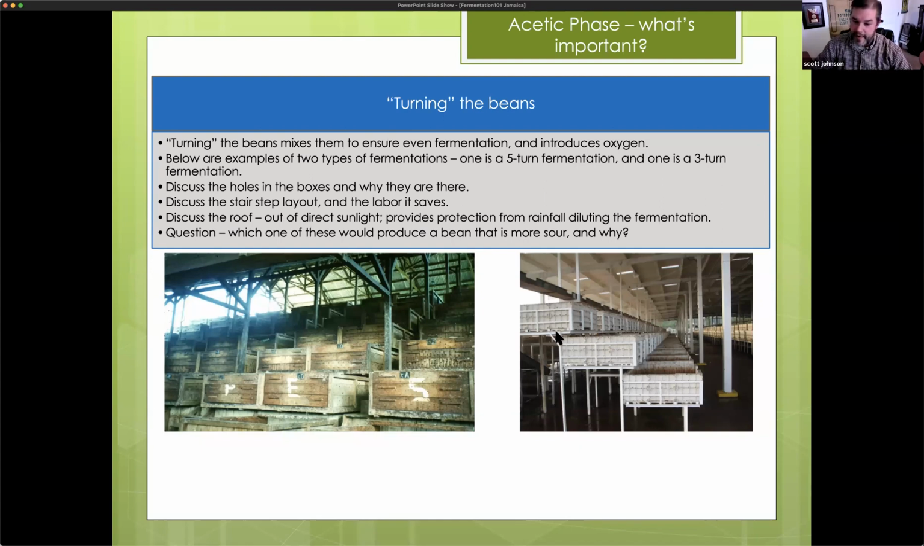Let me compare that to this one over here. This is a facility I built in the Dominican Republic where it's a 3-turn fermentation protocol. I load the beans into here, remove this front panel, turn them into this box, and inject the oxygen into this box.